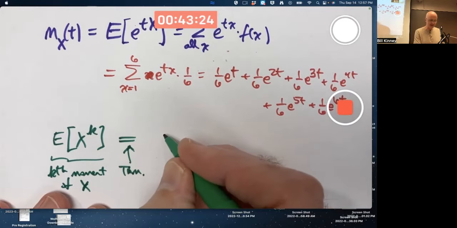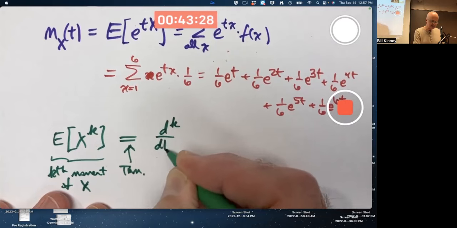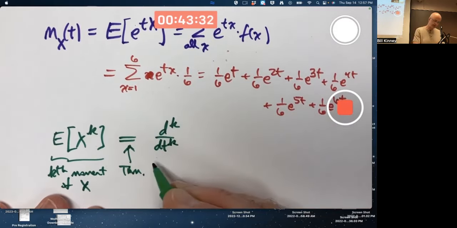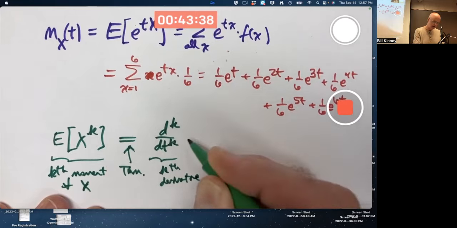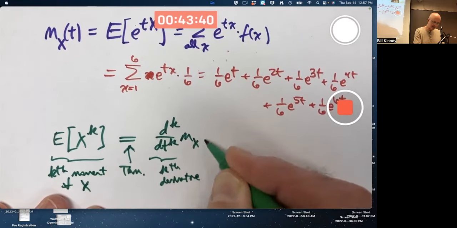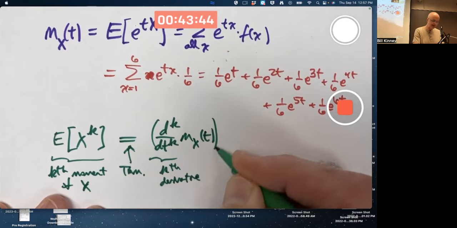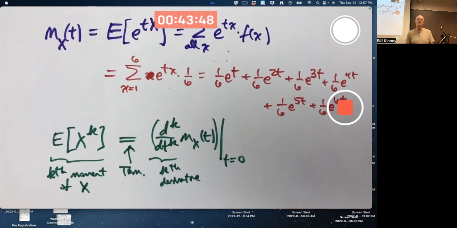The book writes that like this: d/dt with k's, that stands for kth derivative, of the moment generating function M_x(t). Do that derivative and then evaluate it at t equals 0. I'm putting an extra set of parentheses that the book doesn't put in there, but it's okay.